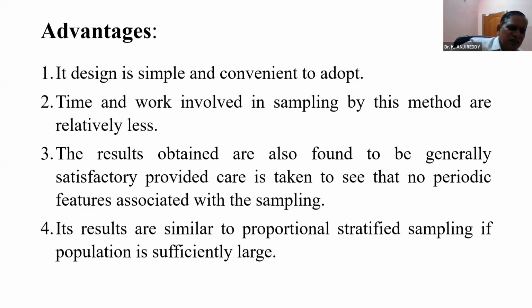The fourth advantage is that these results are like proportional stratified sampling if the population is sufficiently large. If the population is sufficiently large, from which you select this sample, this becomes proportional. This proportionality is very essential because it represents all the population characteristics from each group or stratum, so that every representation will be there. That is why it is a very good sample. It produces good results and represents the population very effectively and proportionally. That is the advantage of this sampling.